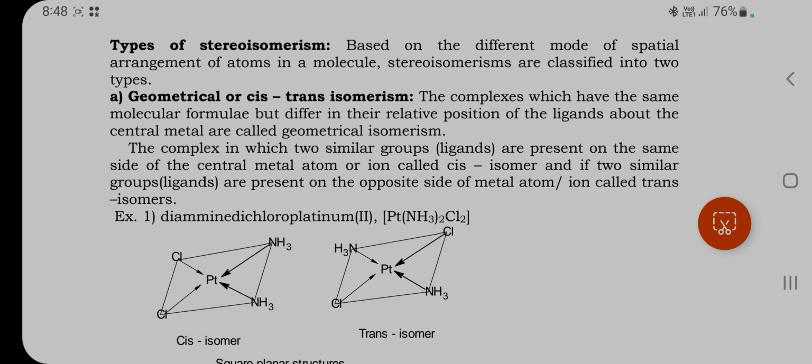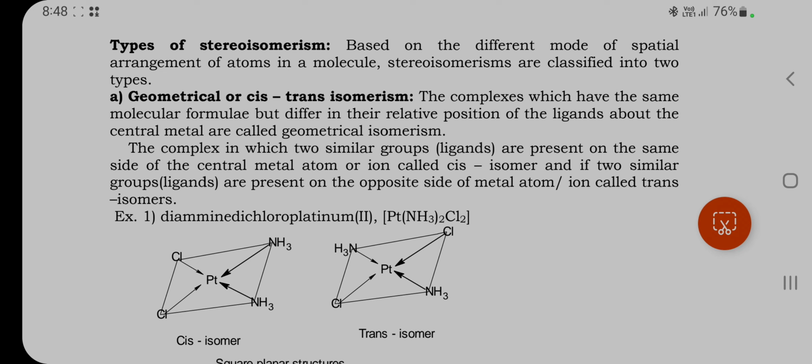So the types of stereoisomerism. Based on the different mode of spatial arrangement of atoms, the stereoisomerism can be classified into two types. The first one is the geometrical isomerism or cis-trans isomerism. The complexes which have the same molecular formulae but differ in their relative position of the ligands about the central metal atom are called geometrical isomers. That means the spatial arrangement of the ligands around the central metal atom or ion will be different.